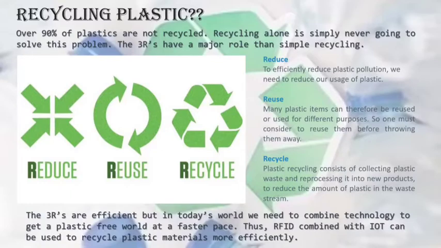Reuse. Plastic may cause pollution when poorly managed, but it has lots of advantages too, such as being resistant. Many plastic items can therefore be reused or used for different purposes. Before throwing plastic items, it is important to consider how they can be reused. Recycle. Plastic recycling consists of collecting plastic waste and reprocessing it into new products to reduce the amount of plastic in the waste stream.